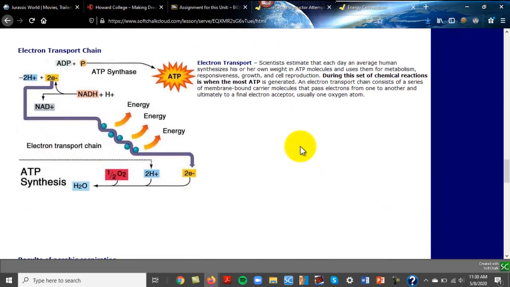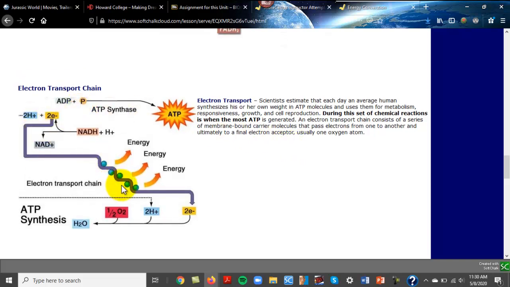Now the next part. This is called the electron transport chain, and this is the final part of what is called cell respiration that involves oxygen.